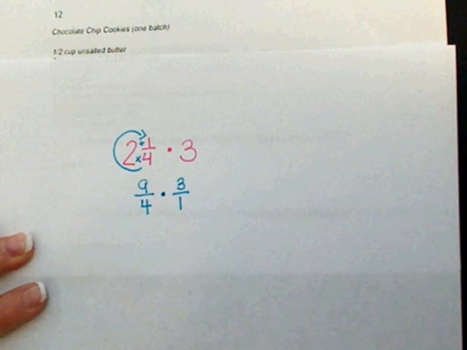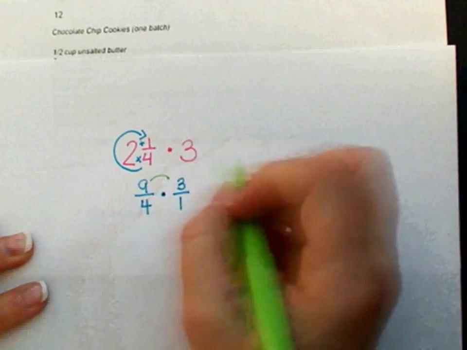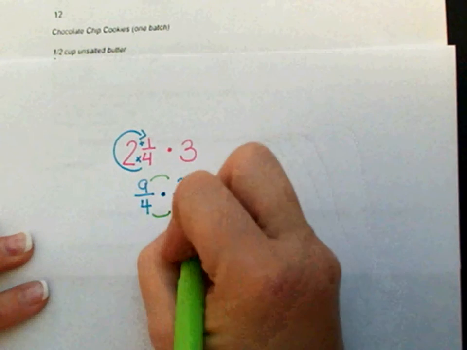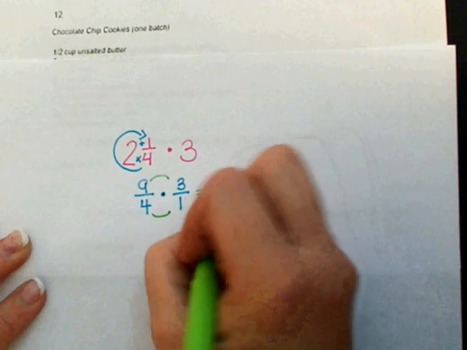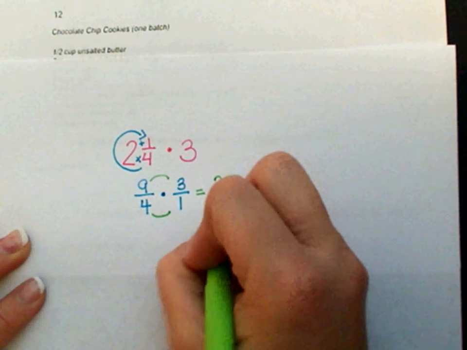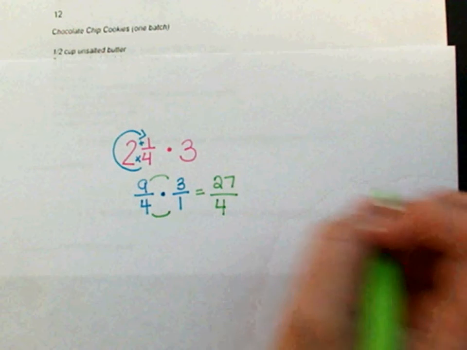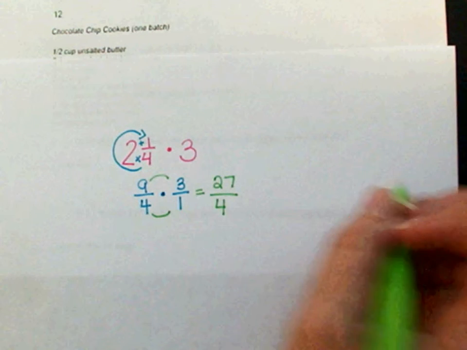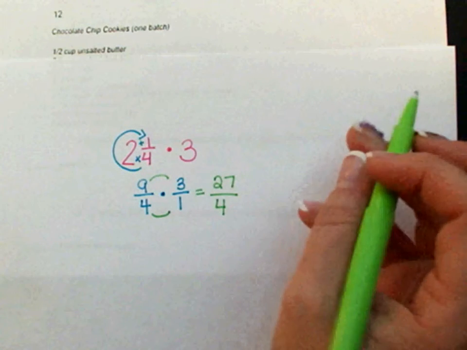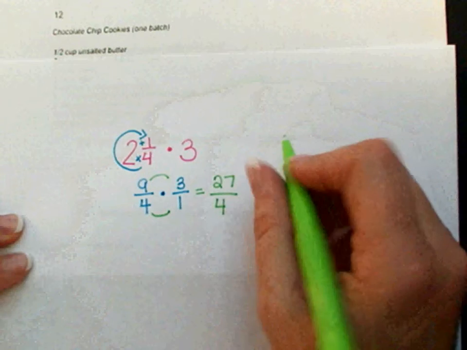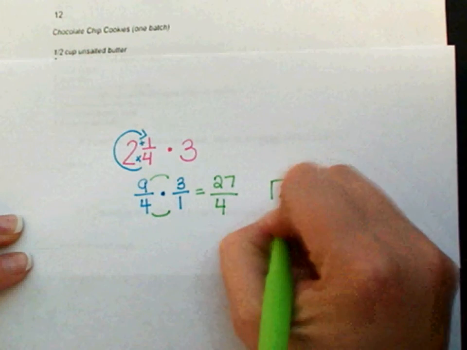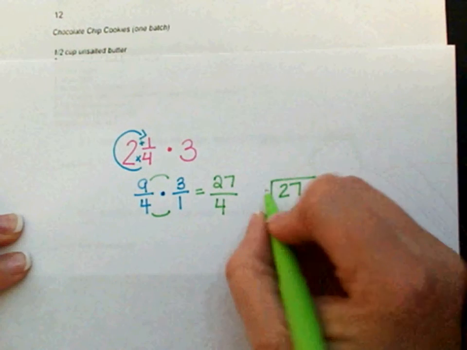Multiply. We also have a whole number 3. Well, how do we turn a whole number into a fraction? We put it over 1. Now we can multiply. Remember multiplication, we multiply the top times the top, bottom times the bottom. 9 times 3 is 27. 4 times 1 is 4. So my answer is 27 over 4.